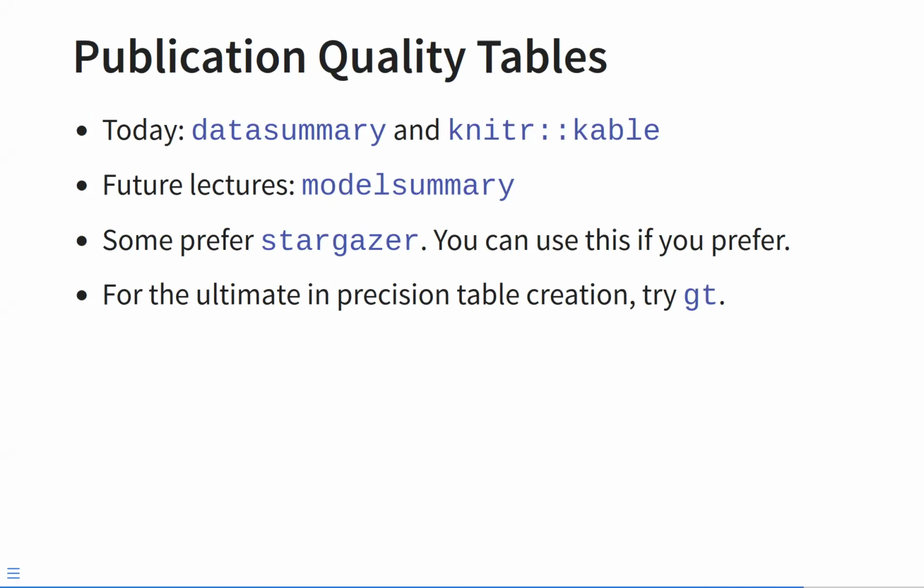Today, I'm going to talk about data summary and Empirical, which data summary is part of the model summary package. In future lectures, I'm going to talk about the model summary command. Now, some people prefer a package called Stargazer. It does very similar things to model summary. That's fine. You can use that if you prefer. I think model summary is more flexible and more helpful. And again, if you want the ultimate in precision table creation, you should check out GT.